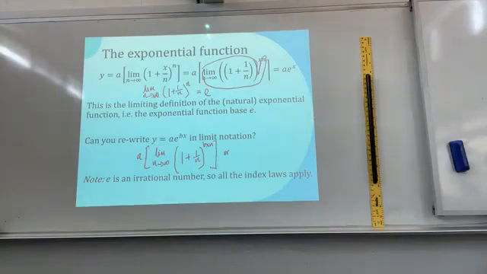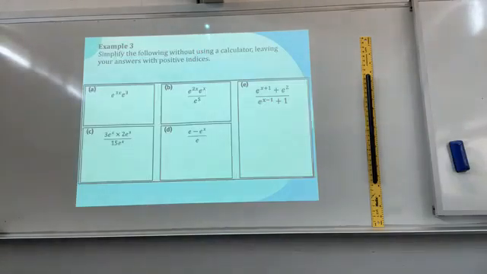Or you can say a limit x approach infinity 1 plus bx over n to the power of n. Alright? So you need to know the limit function for this. And then realize that e is an irrational number. It's just a number, so all the index laws apply. You've got to recall what I taught you last year in terms of the index laws. And with that, can you please do example 3, please?